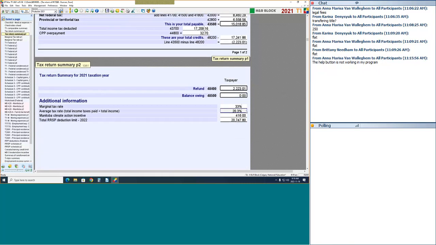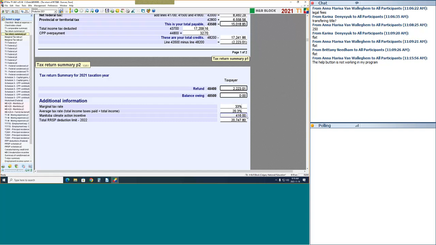And then at the very bottom of it, we're also going to give our client some information, which is what is his marginal tax rate, what is his average tax rate, so approximately how much tax is he paying on every dollar that he has this year. And it will give him an estimate of his Manitoba Climate Action Incentive. If he's getting GST, it'll give him an estimate of that. If he's getting Canada Child Benefit, it'll give an estimate of that.